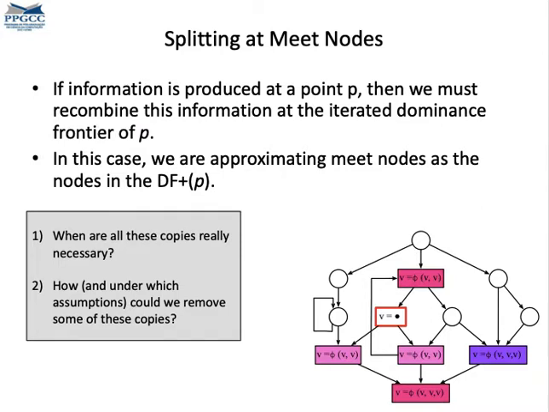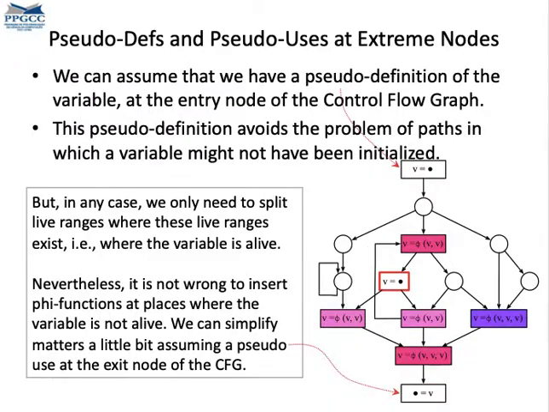Here they are, the phi functions. We have inserted a phi function at every node in the iterated dominance frontier of the block where v is defined. Notice that if we split live range like this, we might create phi functions in the program with undefined arguments, like the phi function on the top of the CFG here.